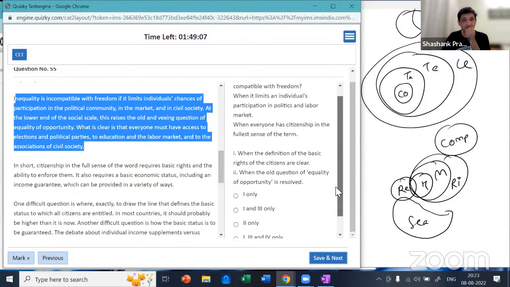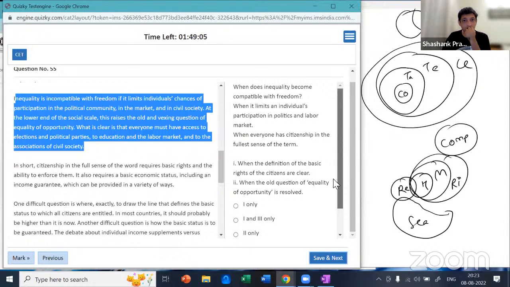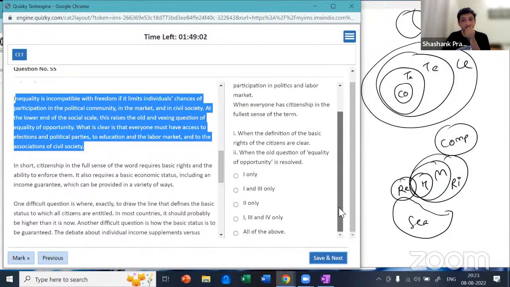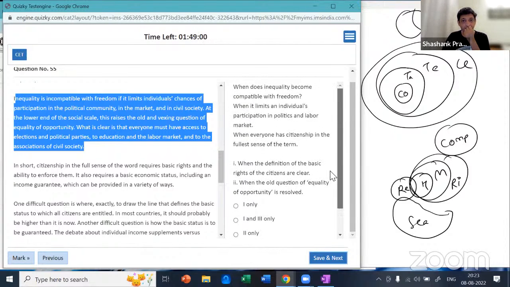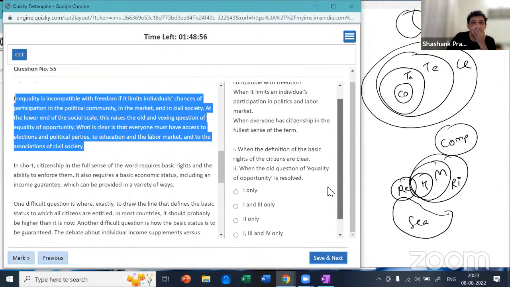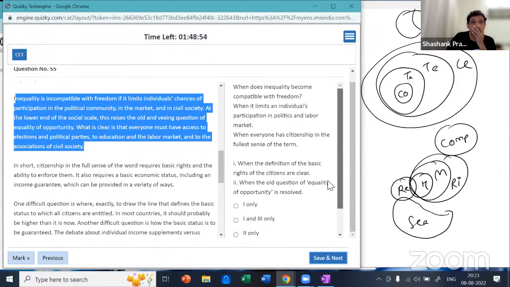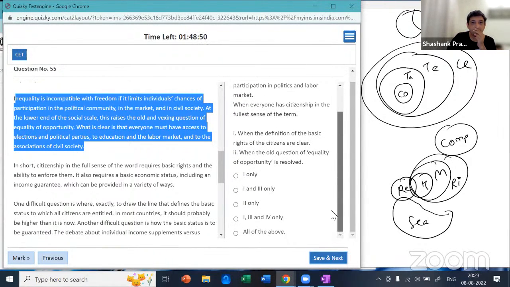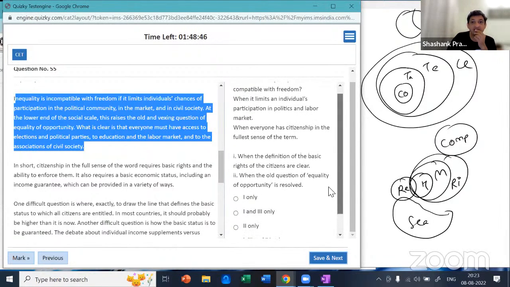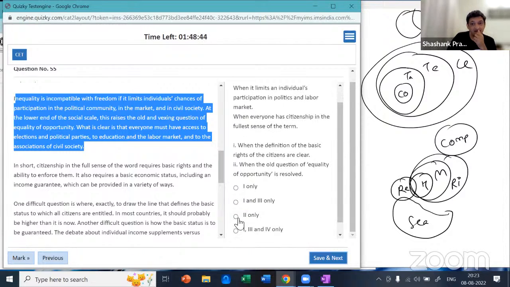Second one is an issue. No, 1, 3, 4, and all of the above. So when everyone has citizenship, 2 is also decent, I think. Two, I think, is nice. If 2 is nice, then 2 only will be the answer. I don't know. I'll go for 2 only.